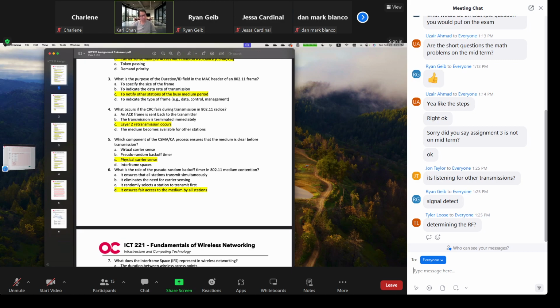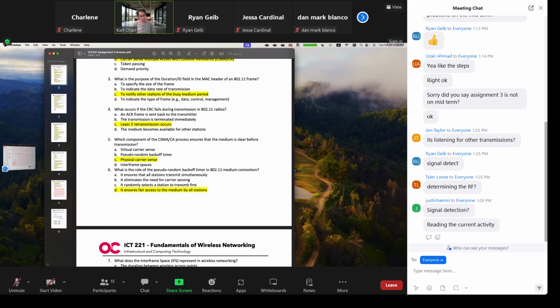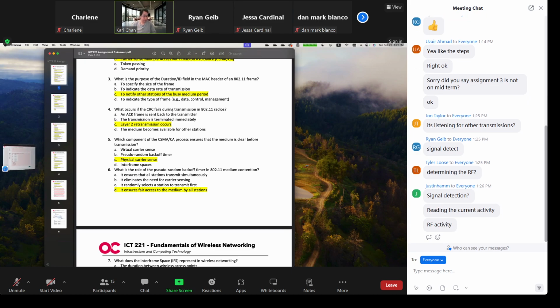Determine the RF signal detect. Yes, good, Ryan. This is one of the steps of physical carrier sense. Signal detection, yes. What is signal detection? Detect what kind of signals? Reading the current activities, yes. So this signal detection is for detecting RF activities.